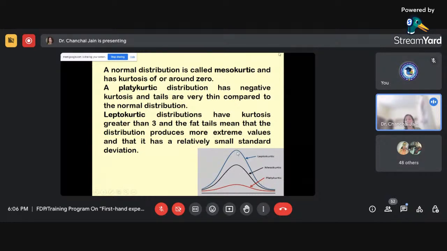This bluish one is indicating leptokurtic, which means this is the positively skewed data. Here tails would be heavier, that means most of the data points are falling at the tails, right? In the case of platykurtic, the tails are lighter, that means fewer data points fall at the tails, and this is known as negatively skewed. So the red one is negatively skewed, the blue one is positively skewed, and this is the perfectly normally distributed data.